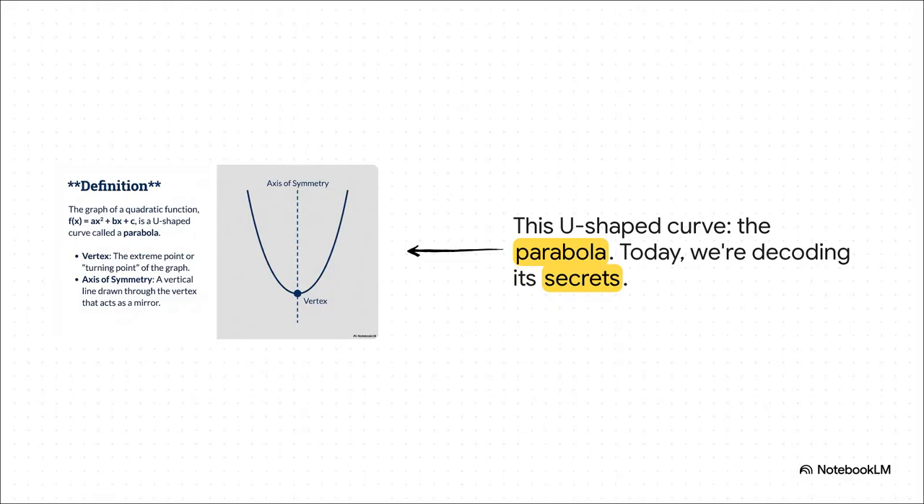And there it is. This U-shaped curve is the parabola, which is just the picture you get from a quadratic function. Today, we are going to go way beyond the textbook to see how this one simple shape is used to make some really crucial decisions out there in the real world.